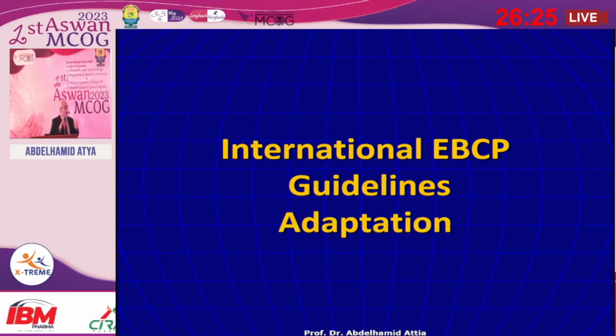This is how international evidence-based clinical practice guidelines are produced. A very important procedure that every one of us should be aware of before we read the guideline, so that we can appreciate the effort done behind this guideline.